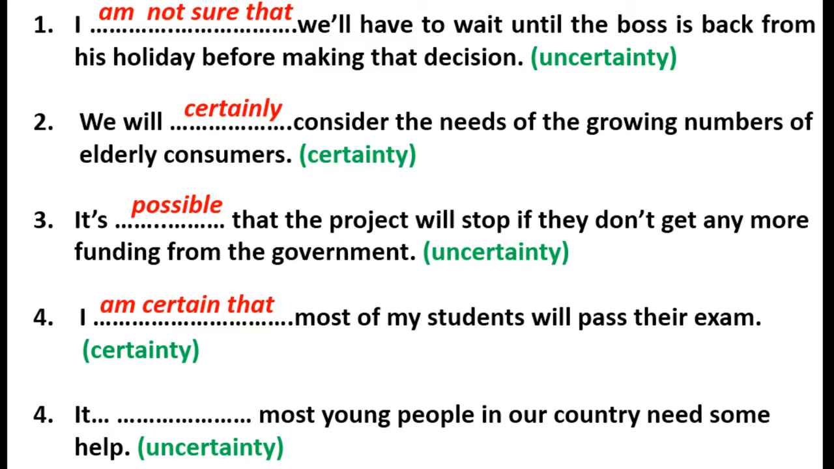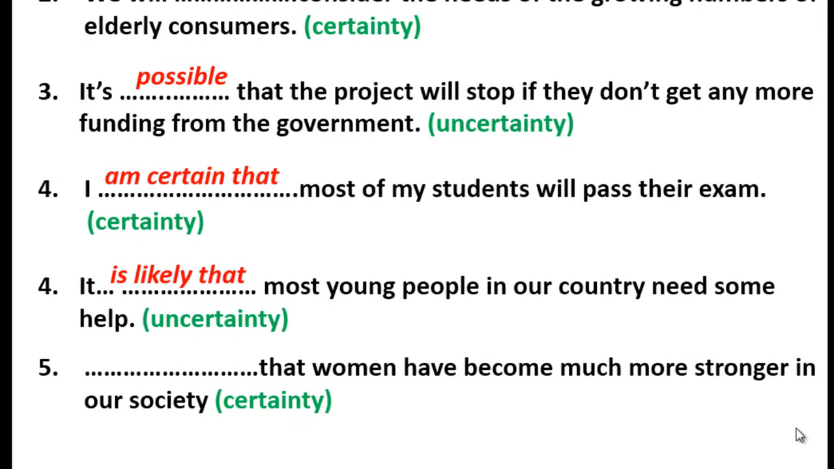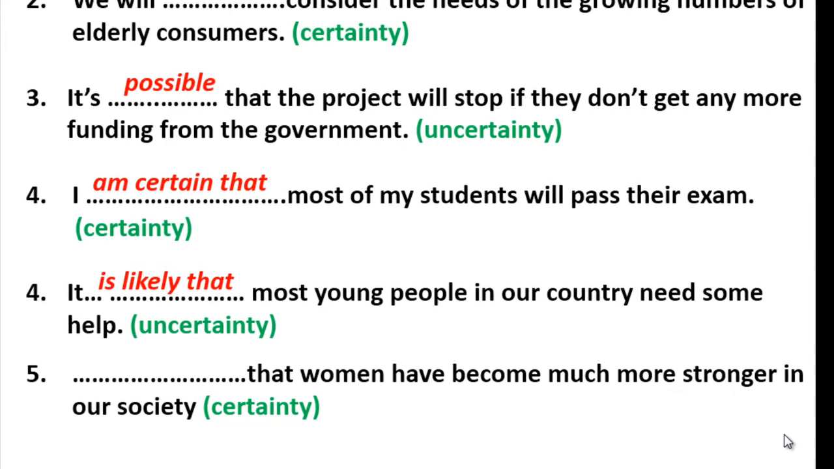Sentence 5. Most young people in our country need some help. Uncertainty. So it's likely that, or it's uncertain that most young people in our country need some help. The last one, that women have become much more stronger in our society. We are required to express certainty. So we can say it's clear that, or it's certain that, it's crystal clear that women have become much more stronger in our society.